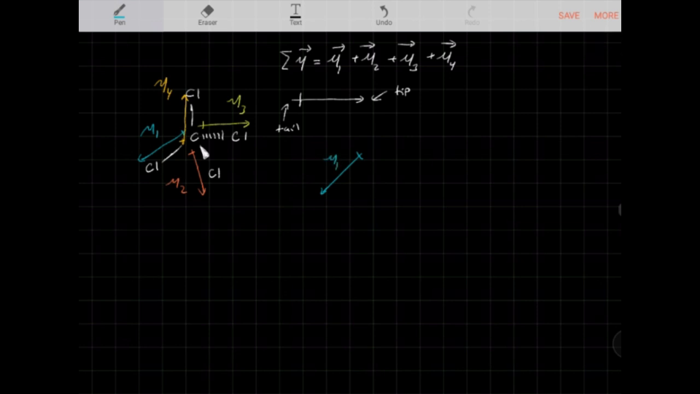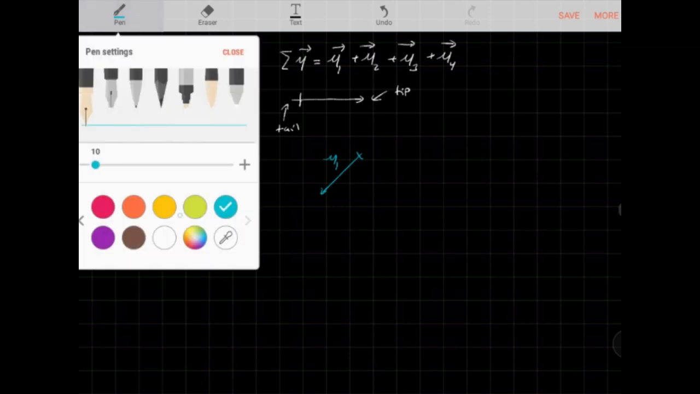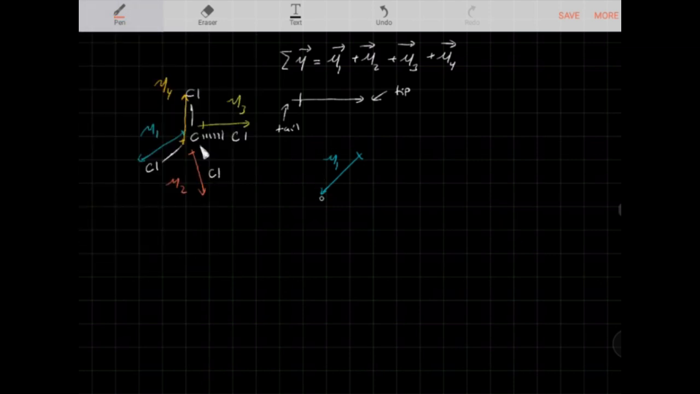So this is mu1. Then I'm going to add mu2, so you add the tip of mu1 to the tail of mu2. mu2 looks like that. If you really wanted to be accurate with this addition, you would have to measure them out appropriately and add them tip to tail. But we'll just sketch it out. So that's mu2, and then I'm going to add mu3. mu3 looks kind of like this.